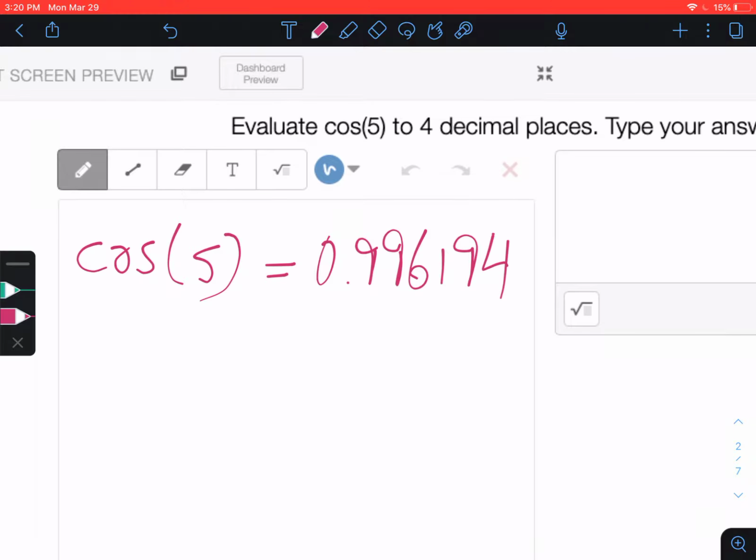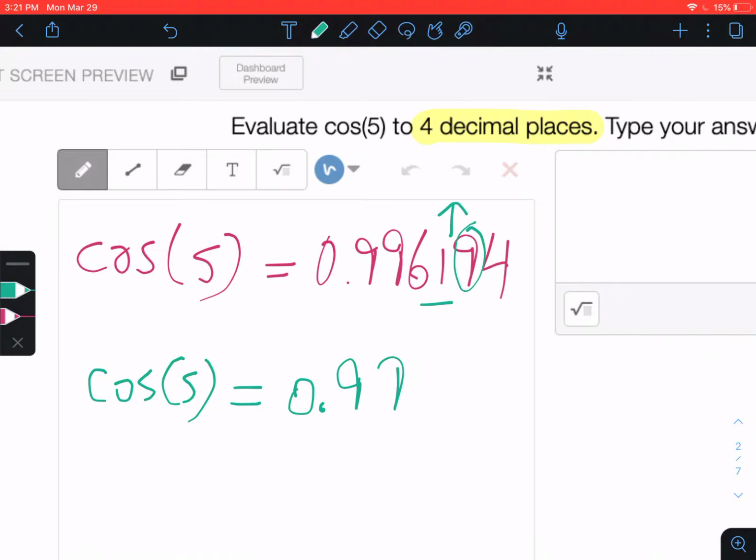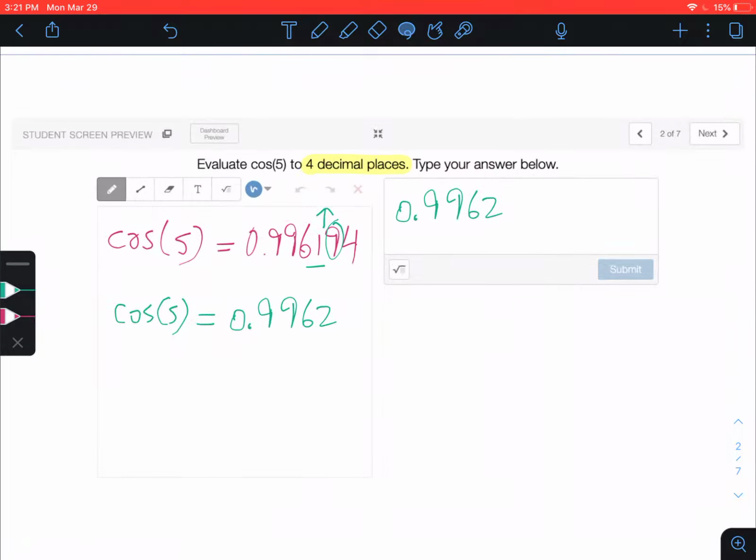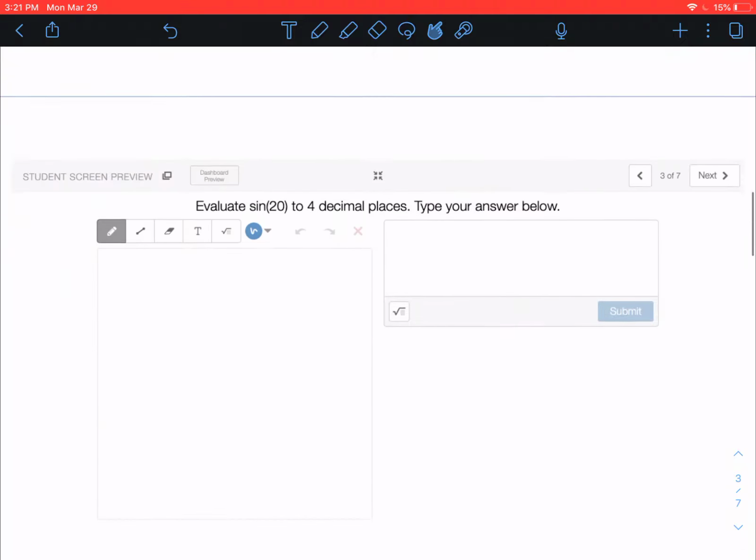Now the question asked me to evaluate to 4 decimal places, so I'm going to go to that spot there. The next number is a 9, so I need to round that 1 up. So my rounded answer to 4 decimal places for the cosine of 5 is 0.9962. That's what I would type in this text box here as my answer. Okay, go on to the next question, which is going to be similar.